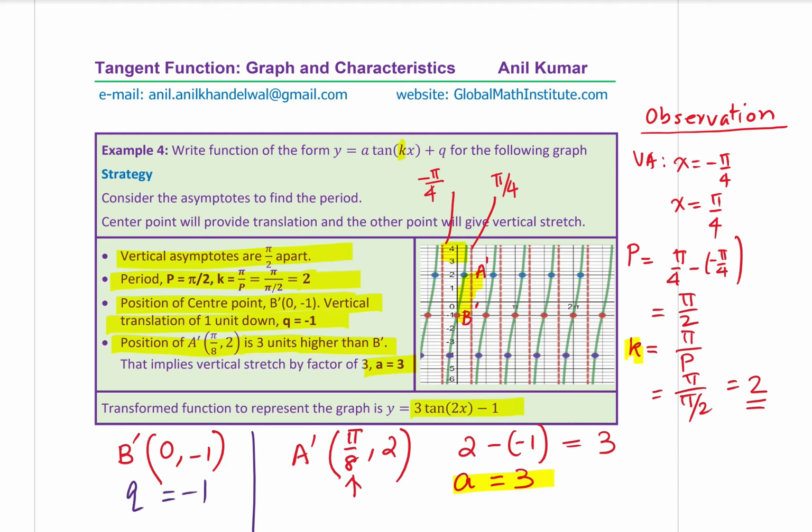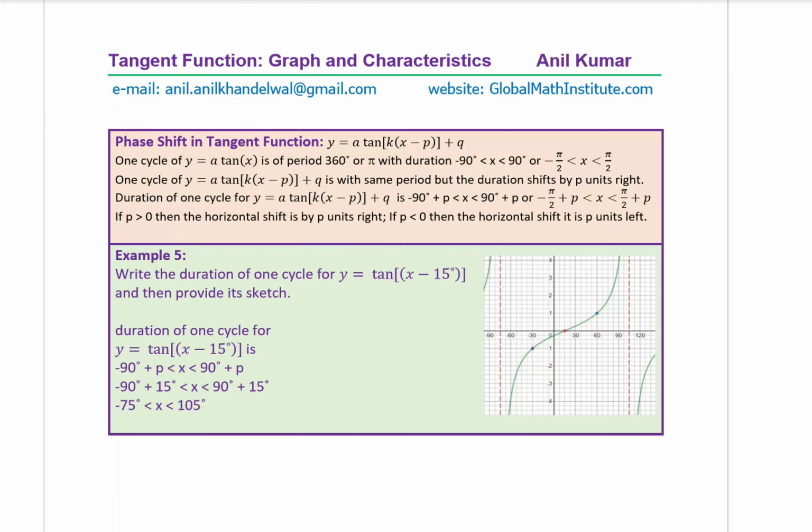Now we can write down the equation: 3 tan 2x minus 1. Is that clear to you, right? Combining the results which we have got from this analysis. So the observation is that you have to find the vertical asymptotes, points A dash and B dash, to get the result. Clear? Now, we'll look into the phase shift part. So earlier we did not do phase shift. Here, we'll only concentrate on phase shift.